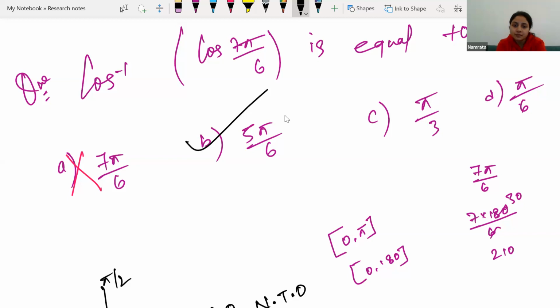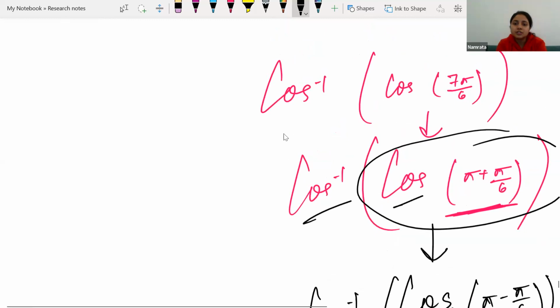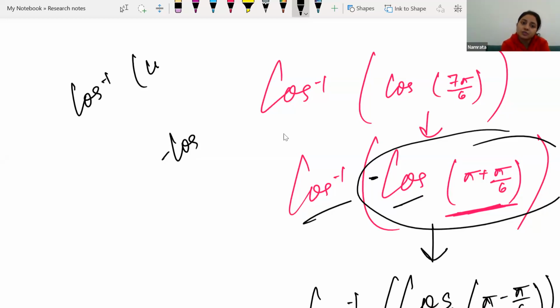Ma'am, can you go over this again? It's a little confusing. When we have cos inverse cos of 7 pi by 6, I want to break 7 pi by 6 and I ended up writing pi plus pi by 6. Is it clear so far? Yes, ma'am. Okay, now cos of pi plus theta will be minus cos theta. I don't want to create a negative over here. We want to have cos inverse cos only, no negative or nothing.